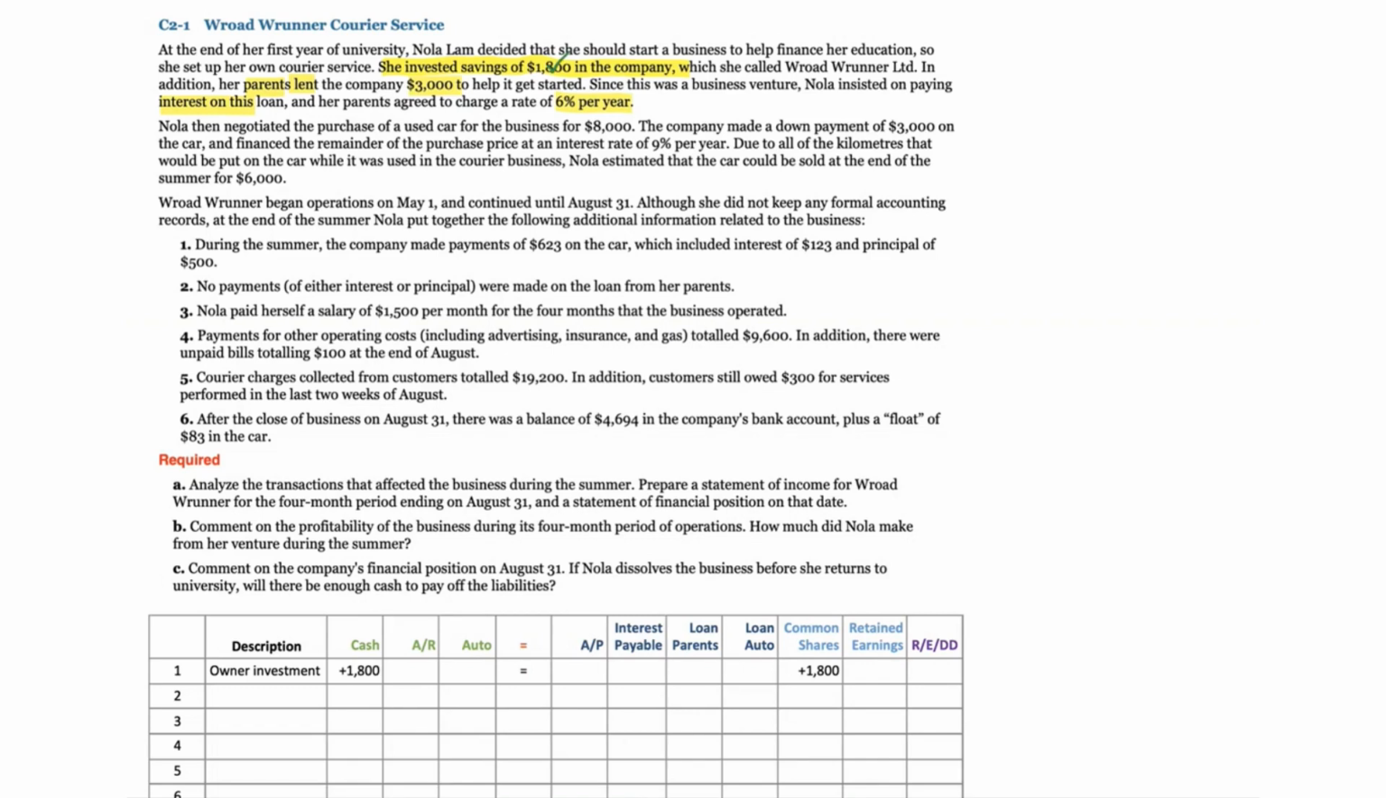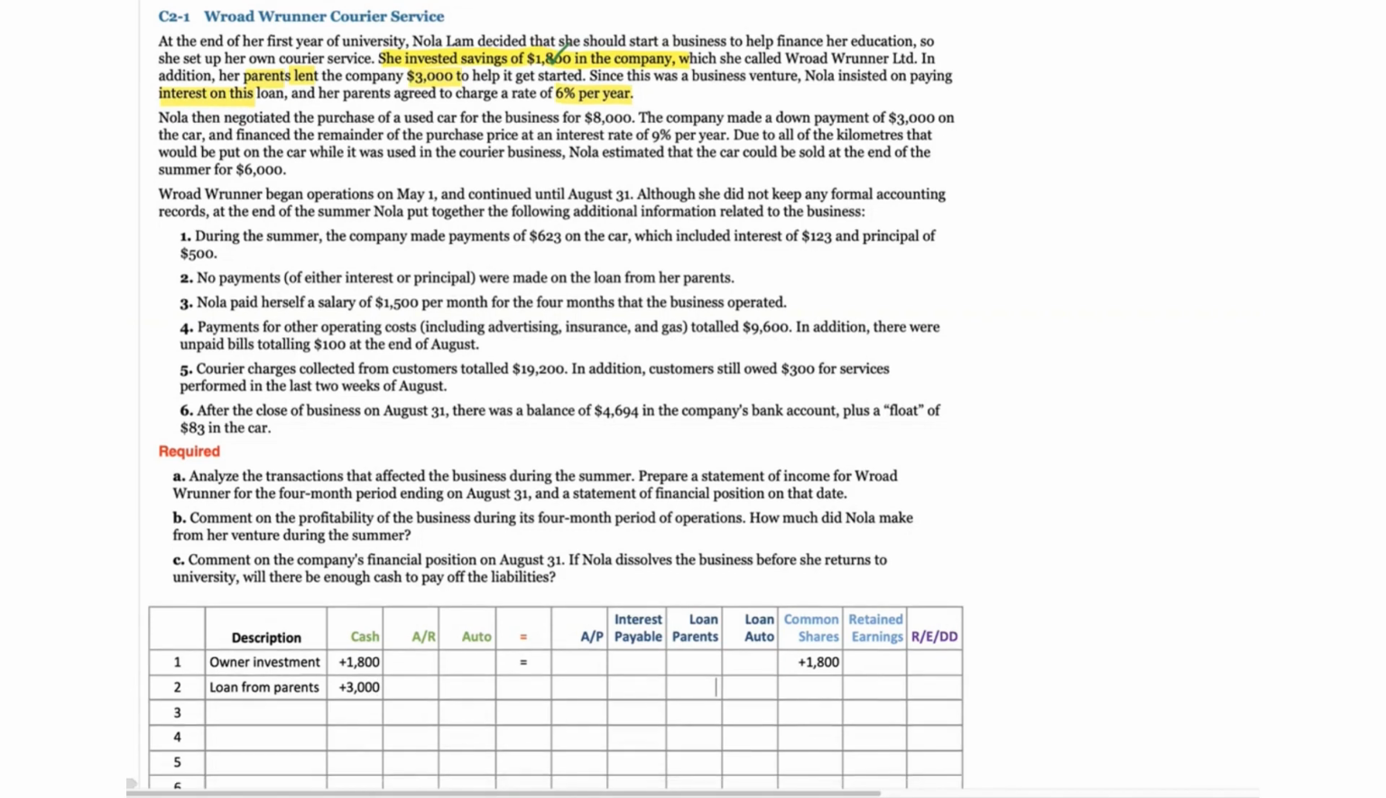I'm going to put a little check mark there that we've entered the 1,800, and now let's deal with this 3,000. How do you think that $3,000 should be recorded? Let's call it loan from parents. How would you record this into our worksheet? Cash plus 3,000, and what else? Loan from parents 3,000. I love everybody getting involved. So loan from parents plus 3,000. All right, we continue on here.